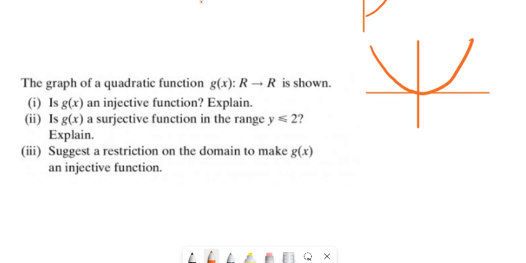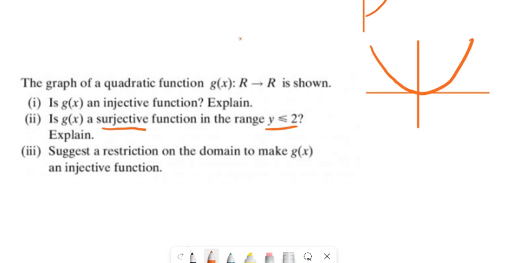Is g of x a surjective function in the range y is less than or equal to 2? Well, for it to be surjective, every part of the codomain must be used. Here it's not used, so y less than or equal to 2 is not being used. Next, suggest a restriction on the domain to make g of x an injective function.